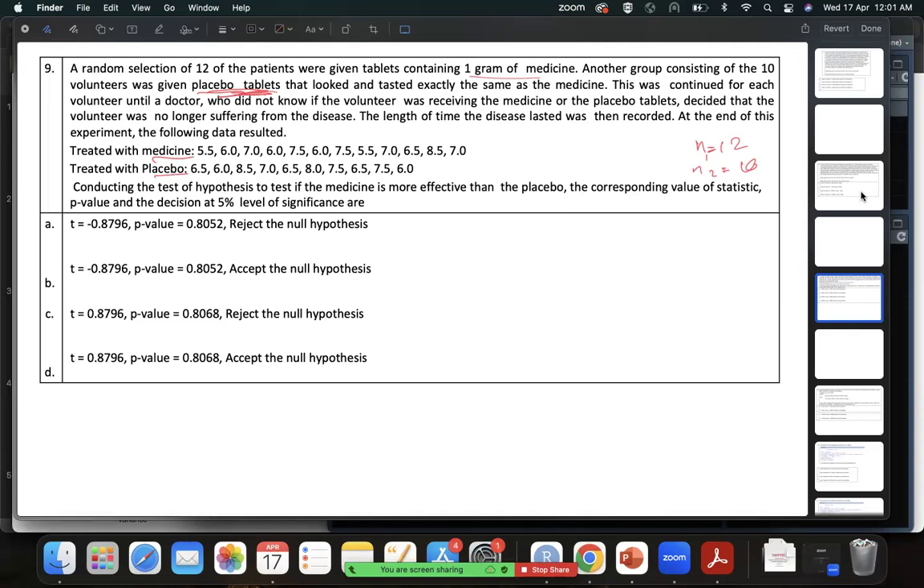This was continued for each volunteer until a doctor who did not know if the volunteer was receiving the medicine or placebo decided the volunteer was no longer suffering from the disease. The length of time of disease was recorded at the end of this experiment. Conducting the t-test of hypothesis to test if medicine is more effective than placebo, what is the corresponding value of the statistic? So for your alternate hypothesis, you're testing whether there is some difference between the two.